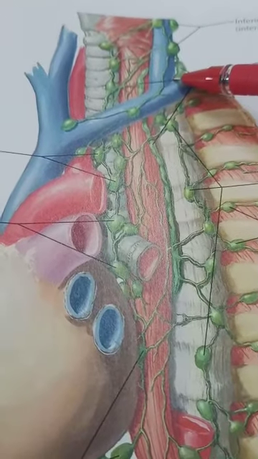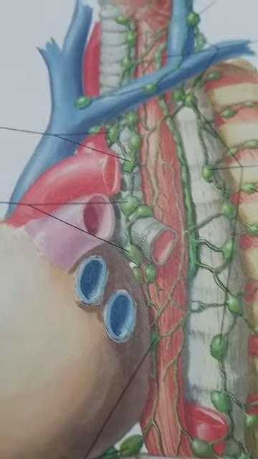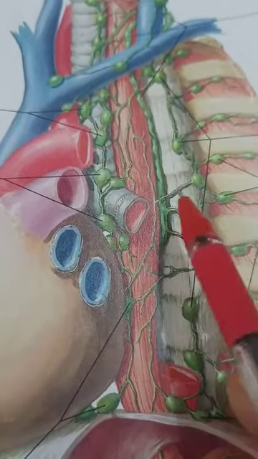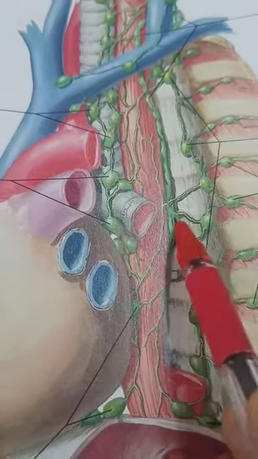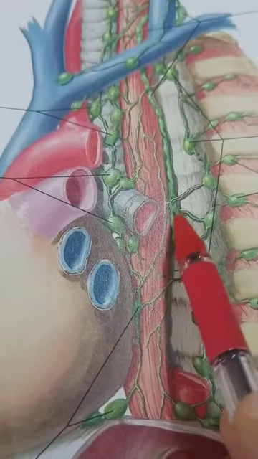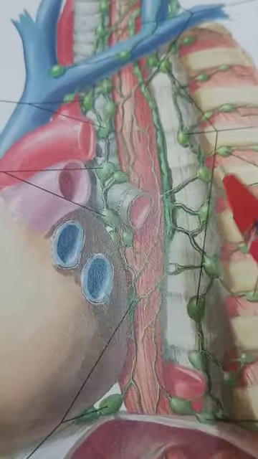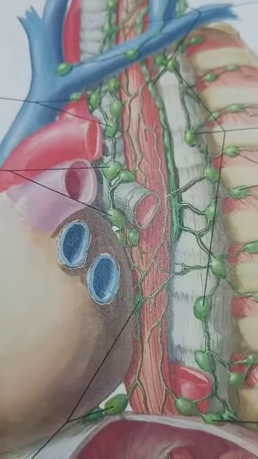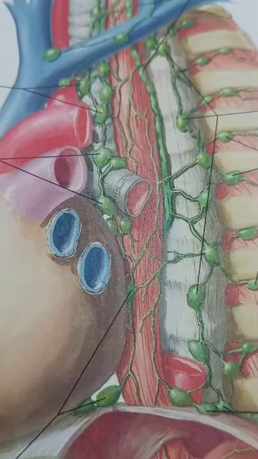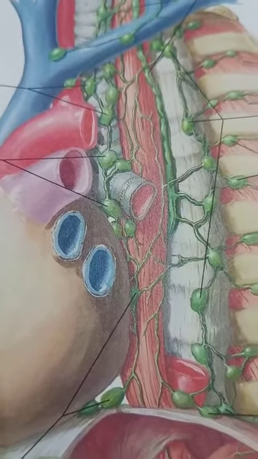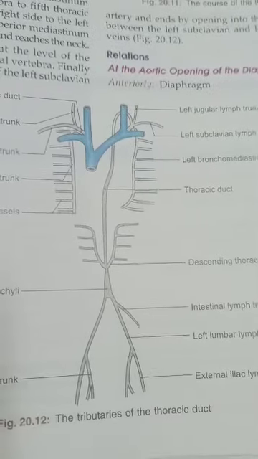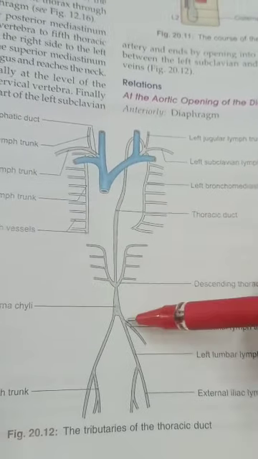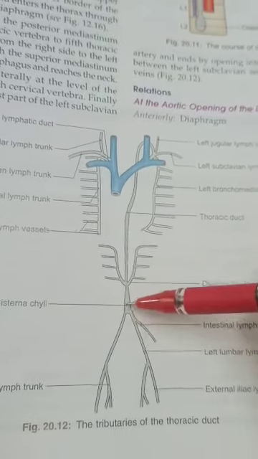Okay. Then coming to the tributaries of the thoracic duct, you can see so many branches, the vessels are coming and joining towards the thoracic duct. Okay. So they are known as tributaries. We'll see one by one. So this is the formation. Here this is the cisterna chyli.